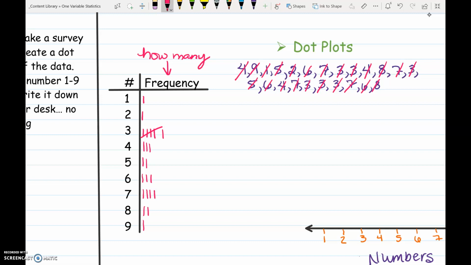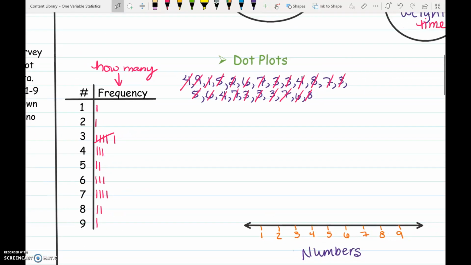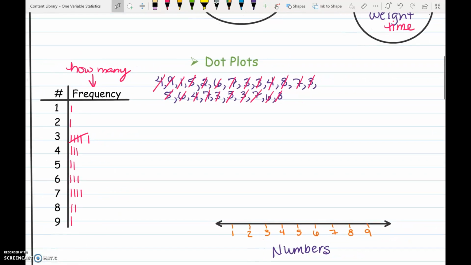So when we go to record our data on a dot plot, I've set up my number line. So I had 1 through 9, and I'm just going to go ahead and create my dot plot. Now, dot plots, I have seen them using dots, and I have also seen them using little X's. I don't care. I've seen both ways. I just want you to use whatever you like best. So since it's called a dot plot, I'm going to go ahead and use dots, but again, you do whatever you like.